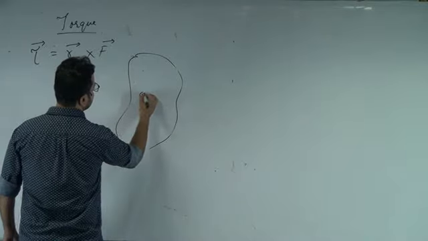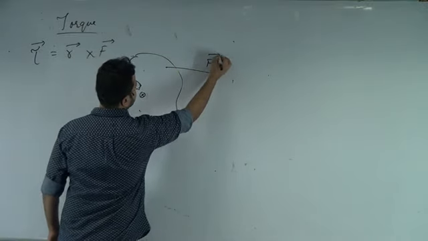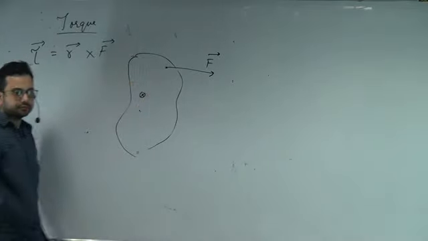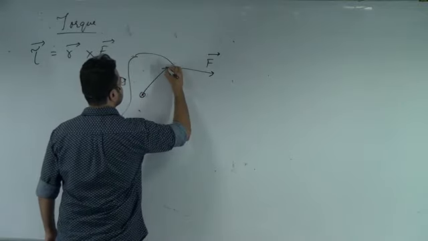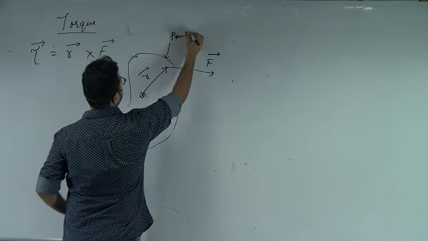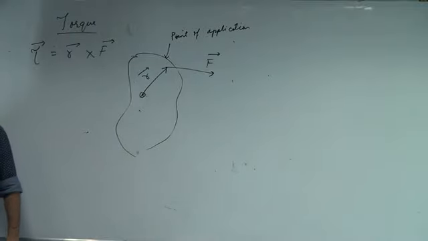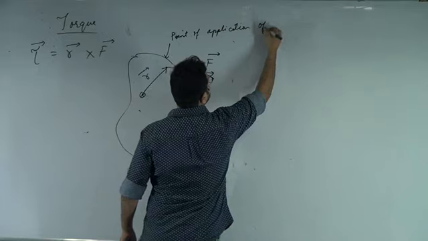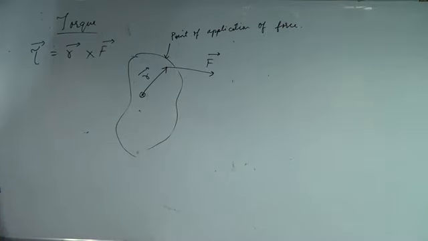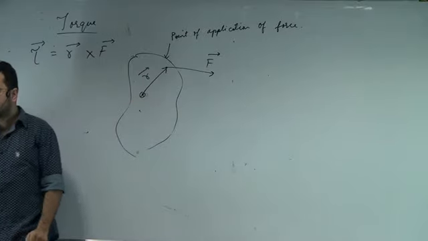Suppose I have a body over here and it is hinged at this point. It is going to rotate about this point, so this is the axis of rotation. Suppose a force is acting on this point. What we're going to do is draw a vector which joins the axis of rotation to the point of application of force. This point is very important to calculate torque, because it matters where the force is being applied. So torque will be equal to R cross F. This is your R vector, this is the F vector. I hope you know how to find the cross product.